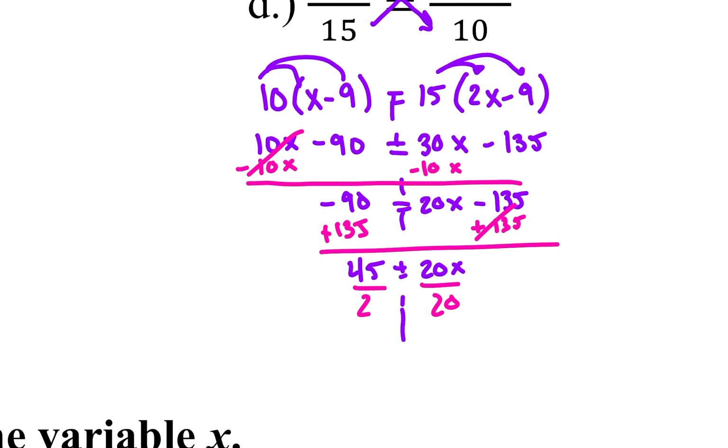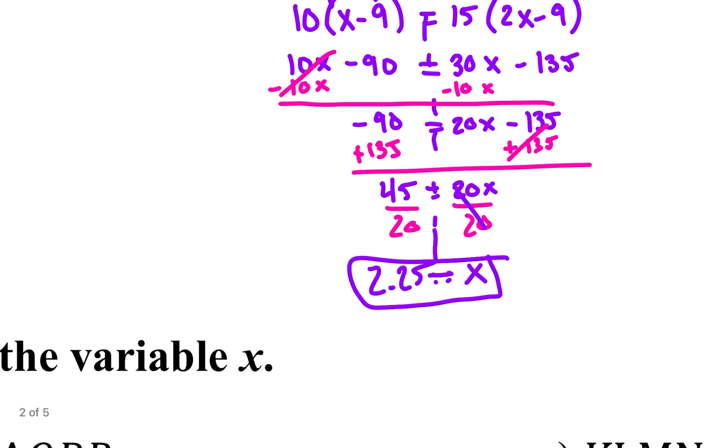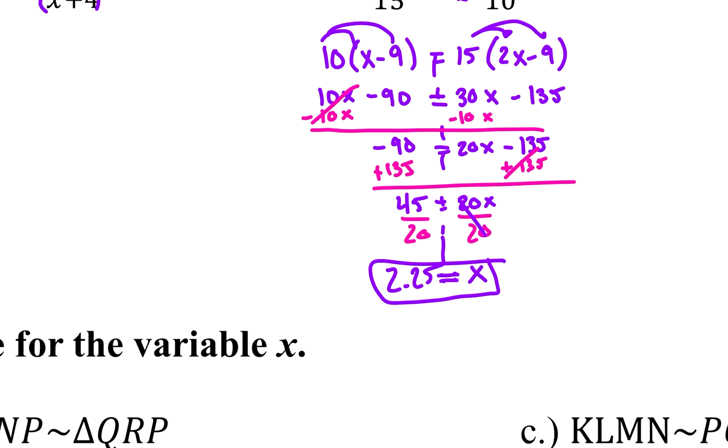And we got one more step here. Divide both sides by 20. And when I do that, I get 2.25 equals x. This canceled. This is an equal sign. I don't know why it's doing that. Equals, there. 2.25 equals x.